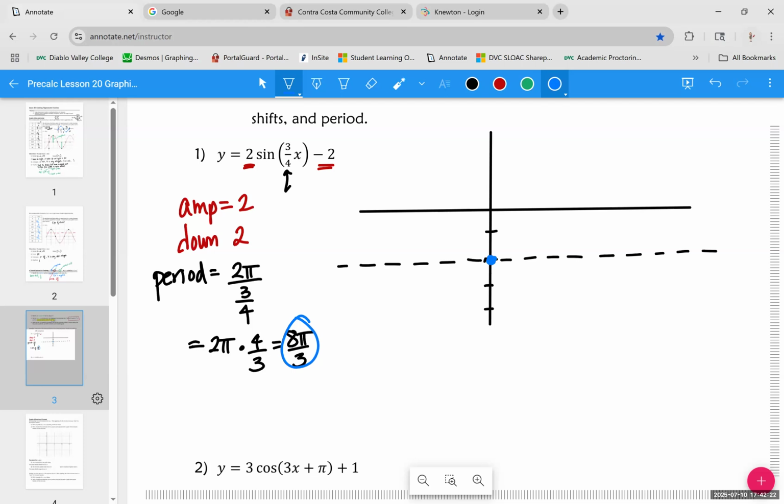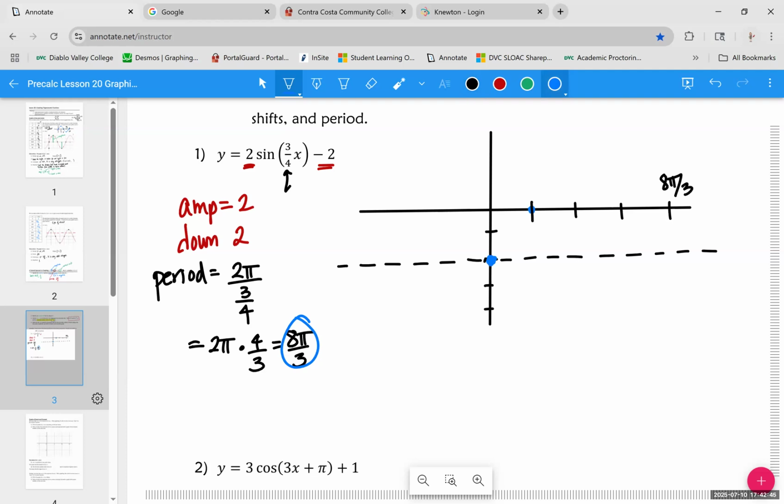So I'm going to mark my points first. Remember I said for sine, it starts at 0, then it goes up next. So it would go up 2. I'm just going to go ahead and give myself these 4 equally spaced points, right? And this last one will be 8 pi over 3.